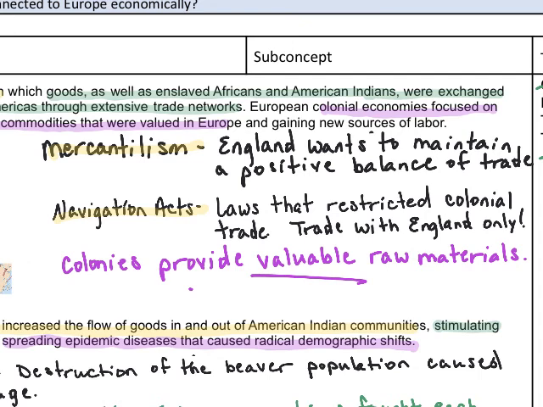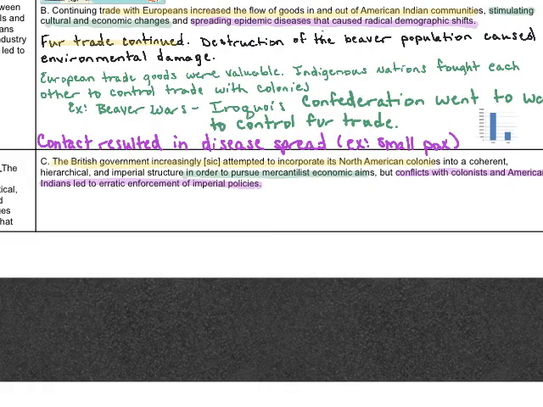Now, it didn't always happen that way. The colonies would sometimes smuggle their goods to other countries, and if England wasn't paying attention, then the colonies could make more money. But the most important part, the job of the colonies in all of this, under mercantilism and under the Navigation Acts, is that they're providing these valuable raw materials at a cut rate price to England.